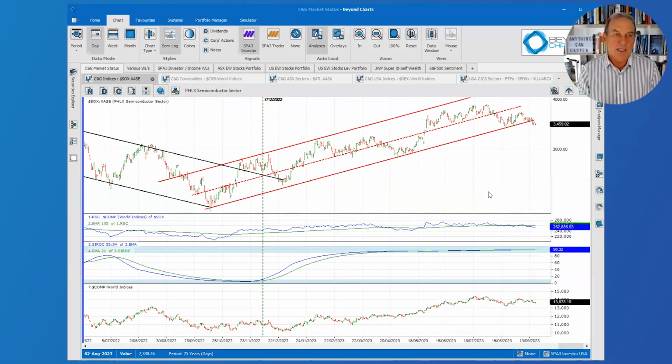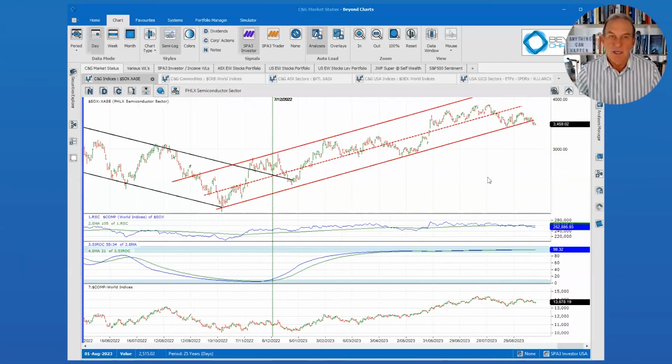Okay, onto the Philadelphia Semiconductor sector. This is a sector index. It's actually an industry index, so it's not one of the GICS sectors. And I've been monitoring this also for a risk-on environment. You can see the CIROC here, the 55/34 CIROC, which is the ratio line over here. So really what I'm doing is comparing the semiconductor industry to the NASDAQ composite.